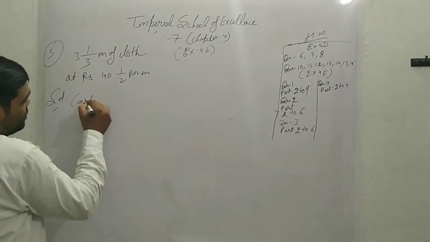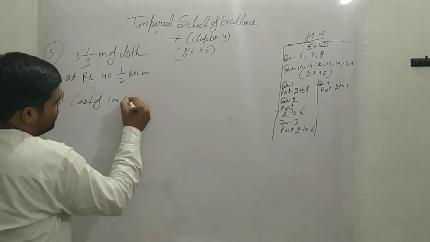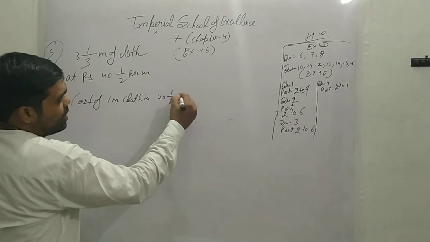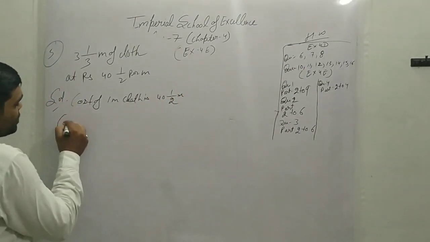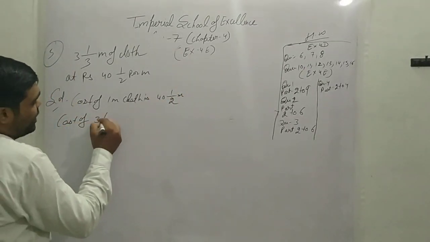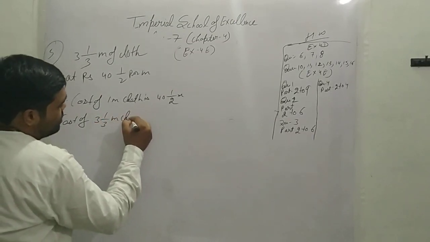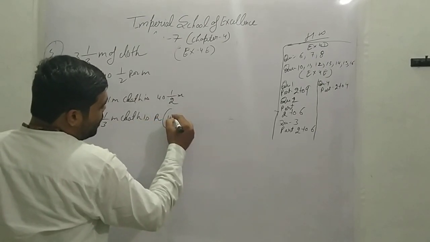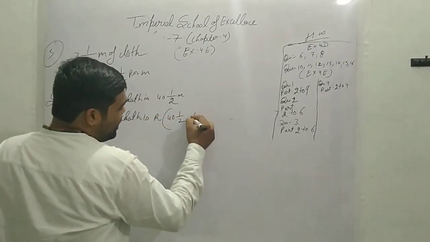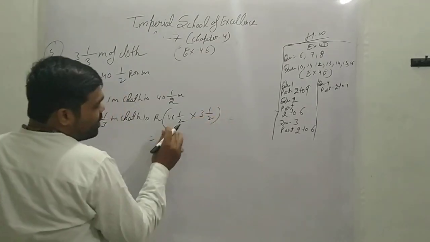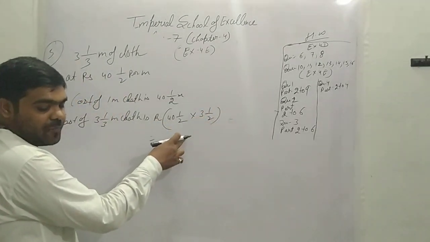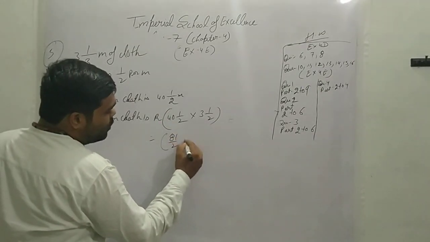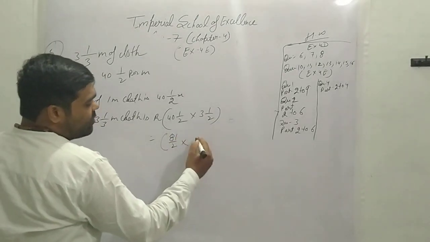Cost of 1 meter cloth is 40 1/2 rupees. It is given to you. After that, cost of 3 1/3 meter cloth is rupees 40 1/2 multiplied by 3 1/3. 40 twos are 80, 80 plus 1, 81 upon 2, multiplied by 3. 3 threes are 9 and 1 is 10.